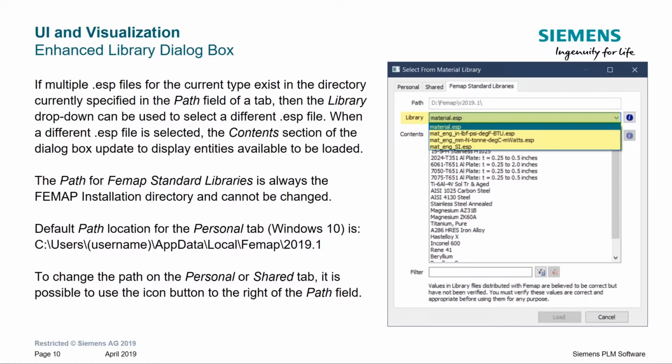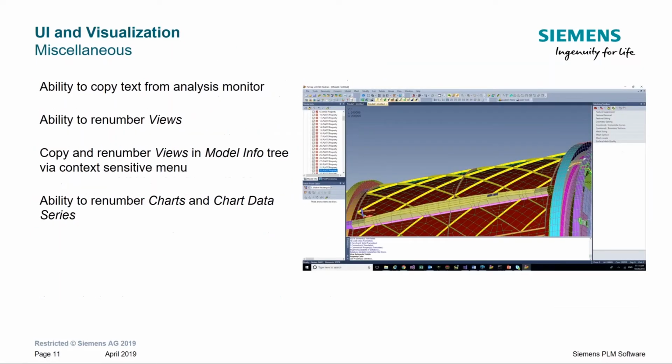In fact, in the past, things such as your user interface and all of that information was stored in the registry. It still is, but a lot of that information is now stored in this app local data. Then if you want to change the path, there is an icon button on the right of the path field to change that.